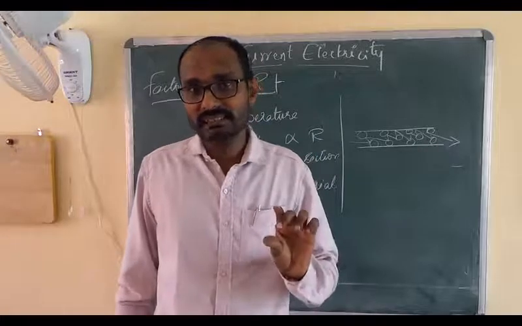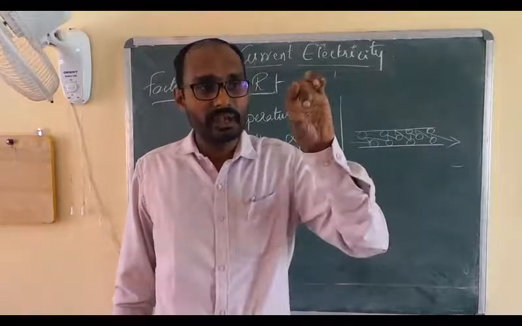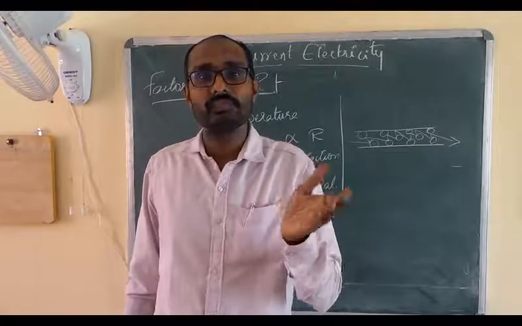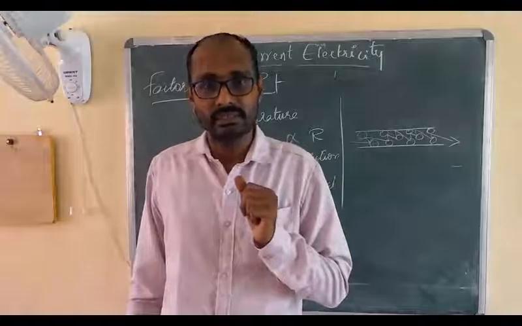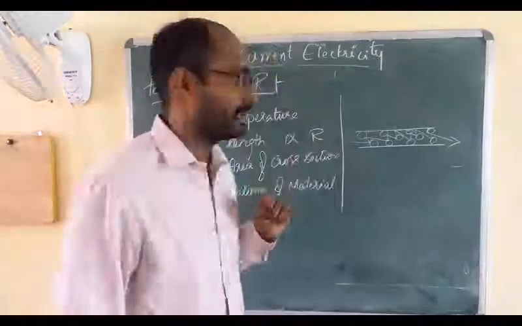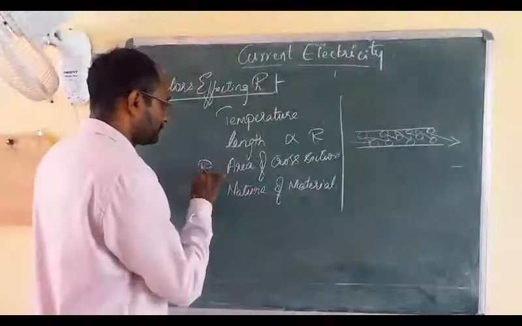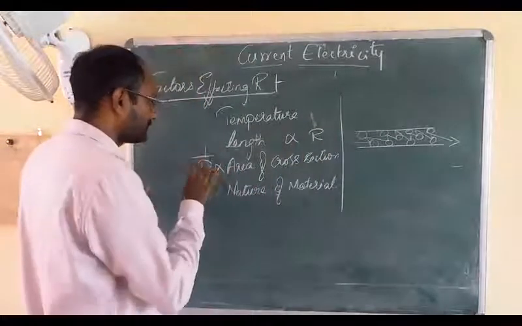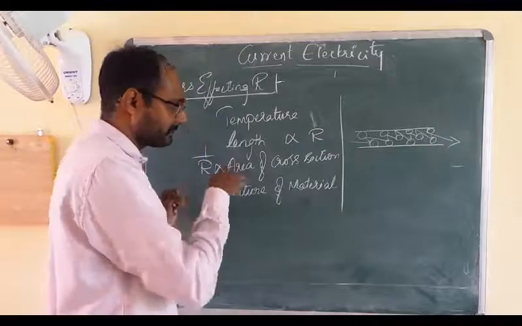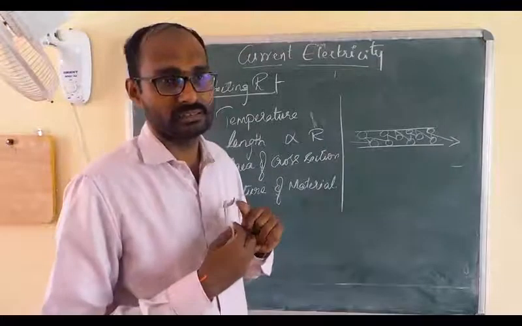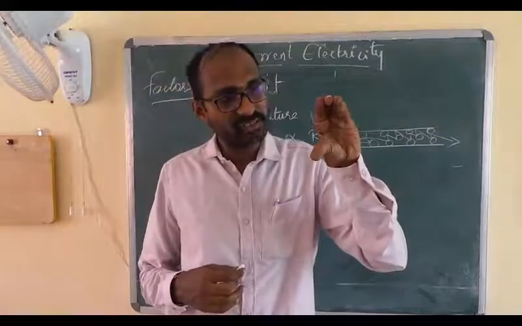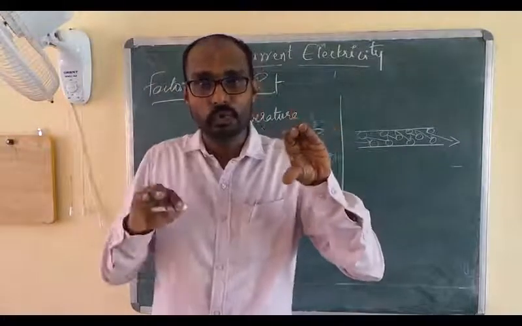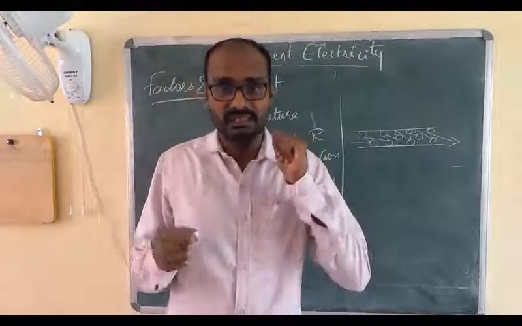This clearly shows that when the diameter of the tube is decreasing, the speed with which the water is flowing is also decreasing. In simple terms, I can say the resistance of the conductor is directly proportional to length, and the resistance of the conductor is inversely proportional to area of cross section. If the area of cross section is increasing, water is able to flow freely. Water is able to flow freely, that means the resistance is less.